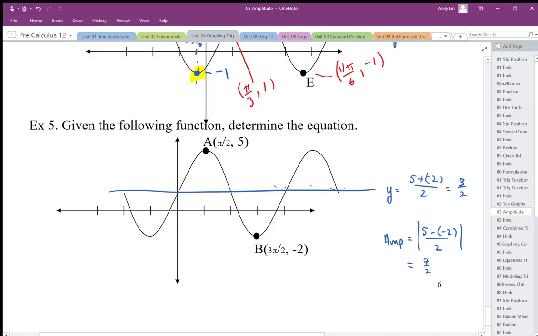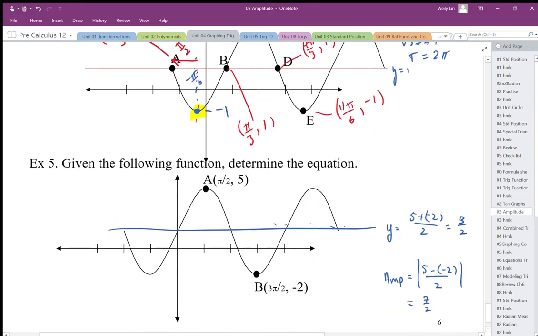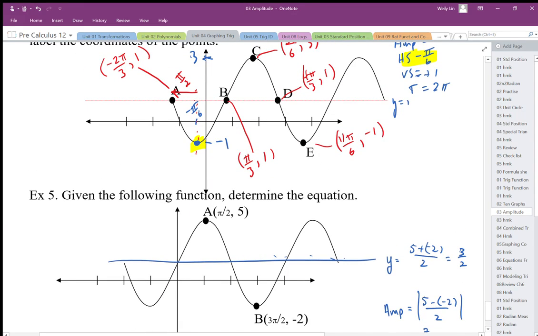So I've got my middle. Remember, there are these 4 things I'm trying to get. I've got my middle, which is my vertical shift. I got my distance from the top to the bottom, or middle to the top, which is my amplitude. I need to figure out now my horizontal shift and period.